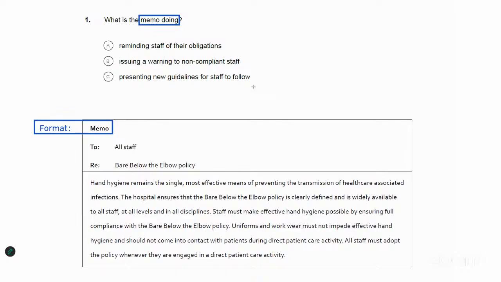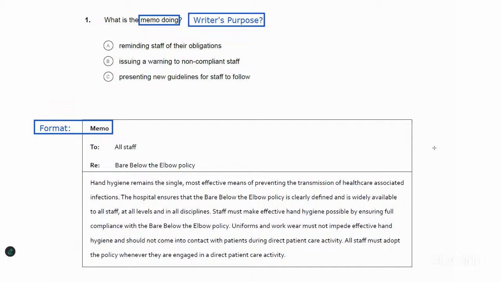And next, the second one is the purpose. Here, what is the memo doing? Step 2. What is the memo doing? It is the purpose here. Purpose. So writer's purpose. Okay, what is the writer's purpose? That's the point. What is the memo doing? What is the purpose of this memo? What is it intended to do? That is step 2.